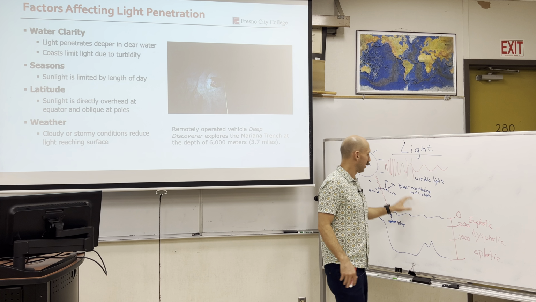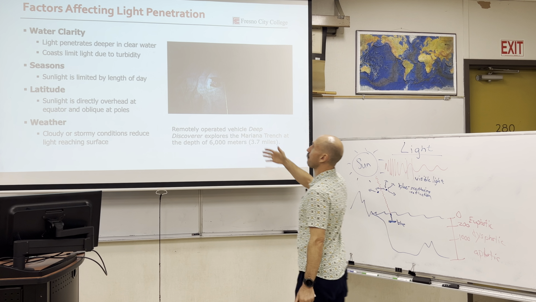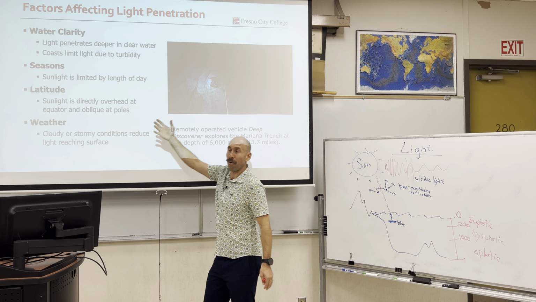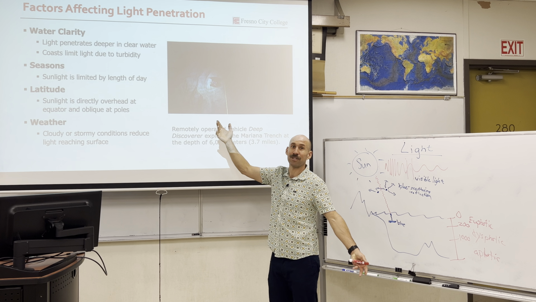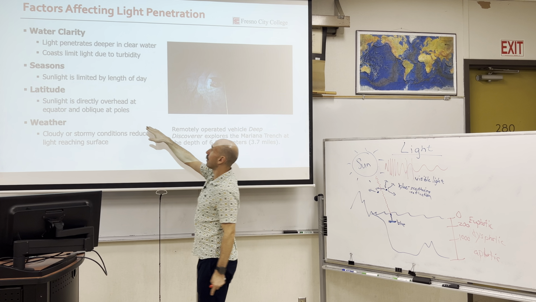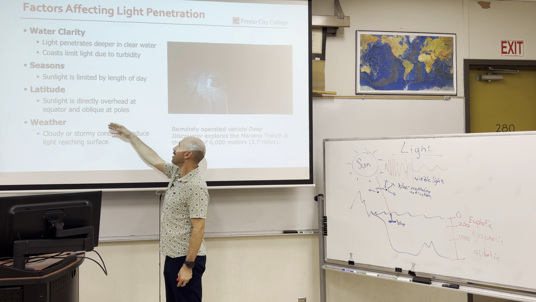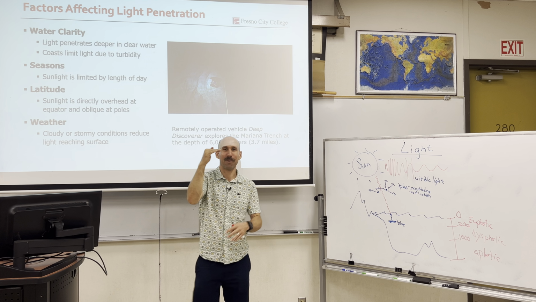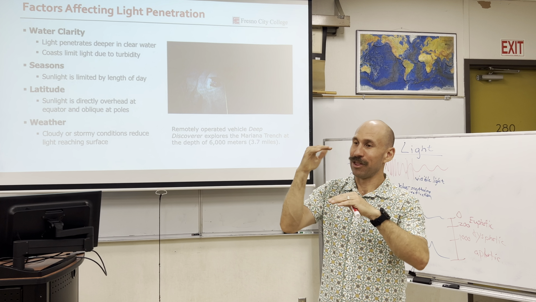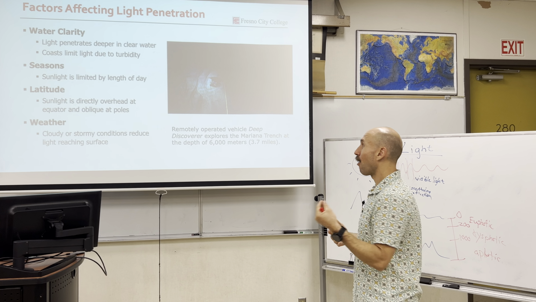Factors that affect light in the ocean. Well, water clarity. How much stuff is in the water? Seasons. The North Pole in the wintertime, there's no light whatsoever. Switches in the South Pole. Latitude. North Pole versus the equator. Equators are hot, lots of light. The poles are cold. They have seasons of no light. They have seasons of all light.